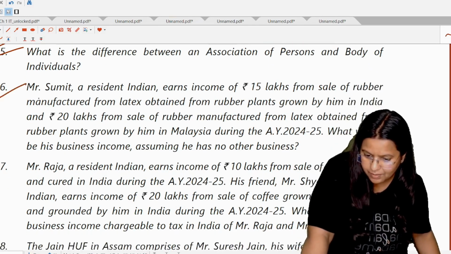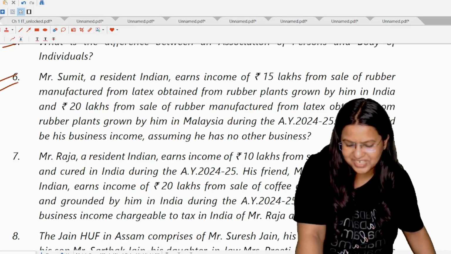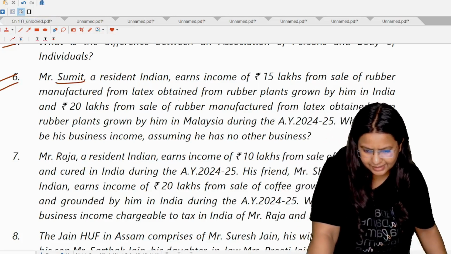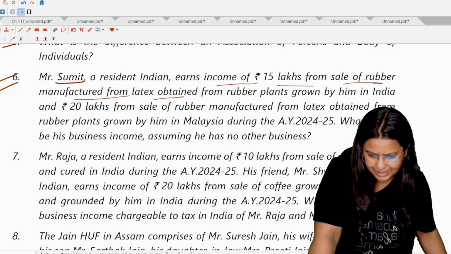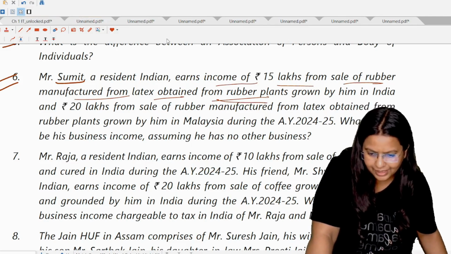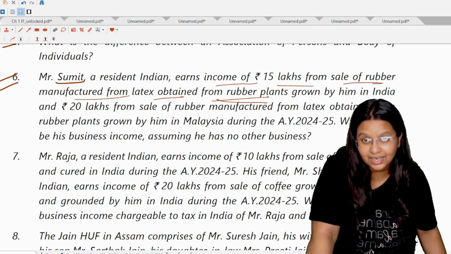Question number 6. Now students, the next question is illustration number 6. Okay, that is question number 6. Mr. Sumit, a resident Indian, earns income of rupees 15 lakhs from sale of rubber manufactured from latex obtained from rubber plants grown by him in India. And what is actually happening here is that there is a person, Mr. Sumit, who is a resident Indian.